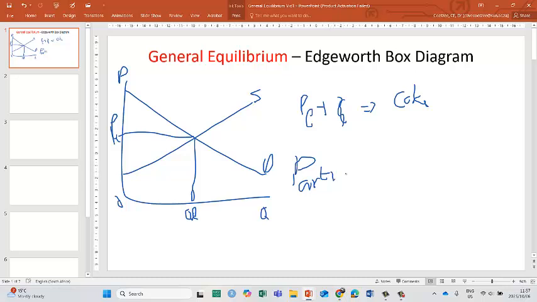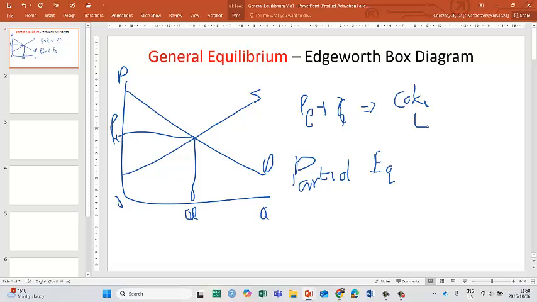It's difficult to write with this pen, so just bear with me. Partial equilibrium. Okay, so that's what we deal with: partial. We don't normally talk about it as partial equilibrium, but in reality, that's what we call it.